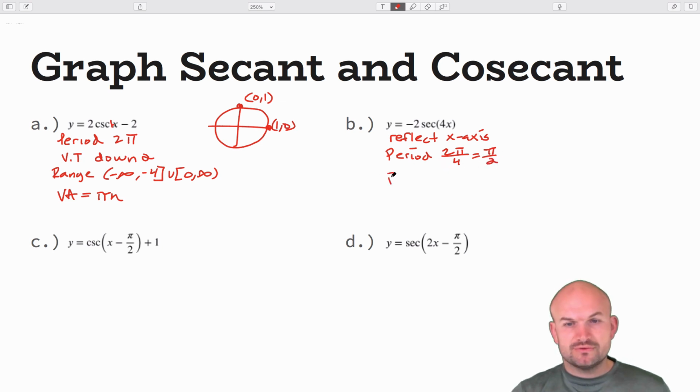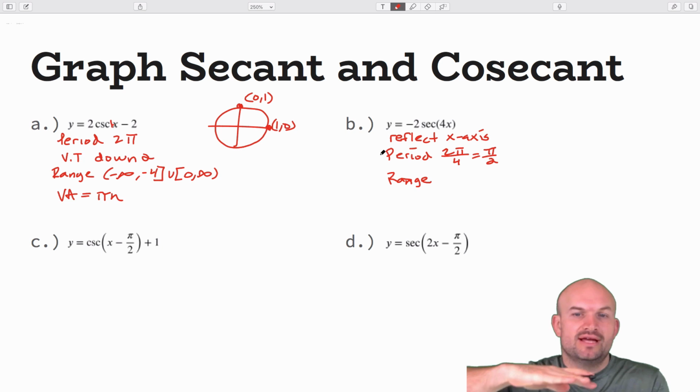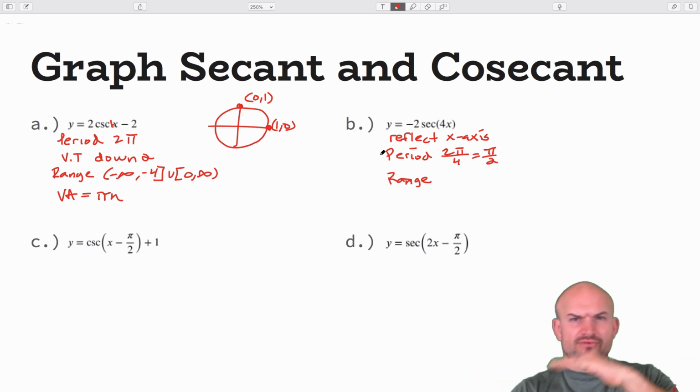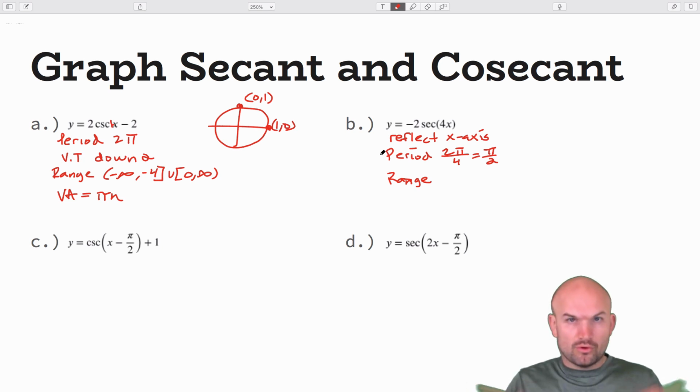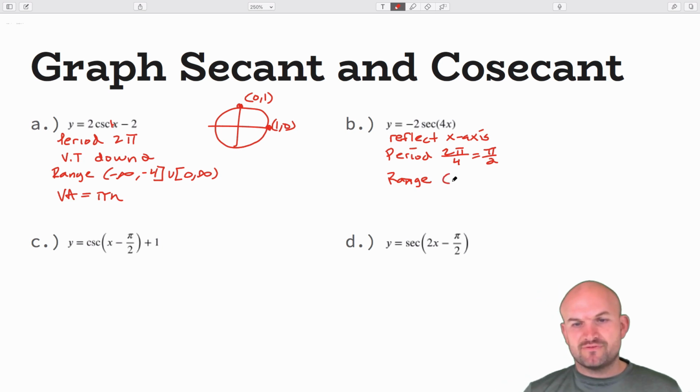My range is, again, remember for cosine, it doesn't matter if you have the reflection. So the -2 doesn't really impact anything. But now it's going to be from -2 to 2. And that 4 is a horizontal stretch or compression, so that's not impacting the range. So my range in this case is going to be from -infinity to -2, union 2 to infinity.